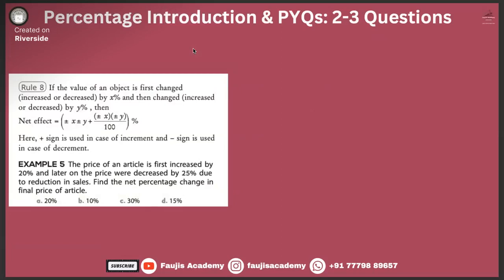If the value of an object is first changed, increased or decreased by X percent, and then changed, increased or decreased by Y percent, then the net effect is given by this formula. Also, they have given the plus sign used for increment and the minus sign used for decrement.